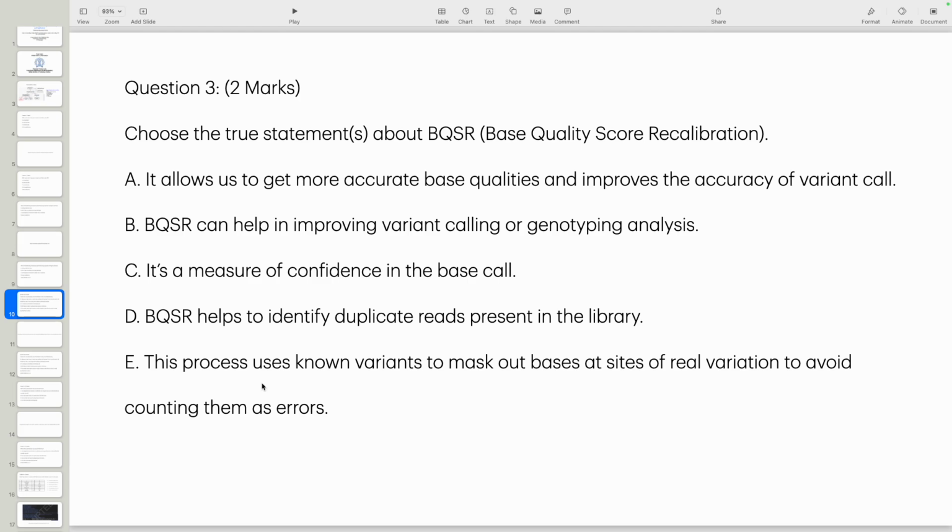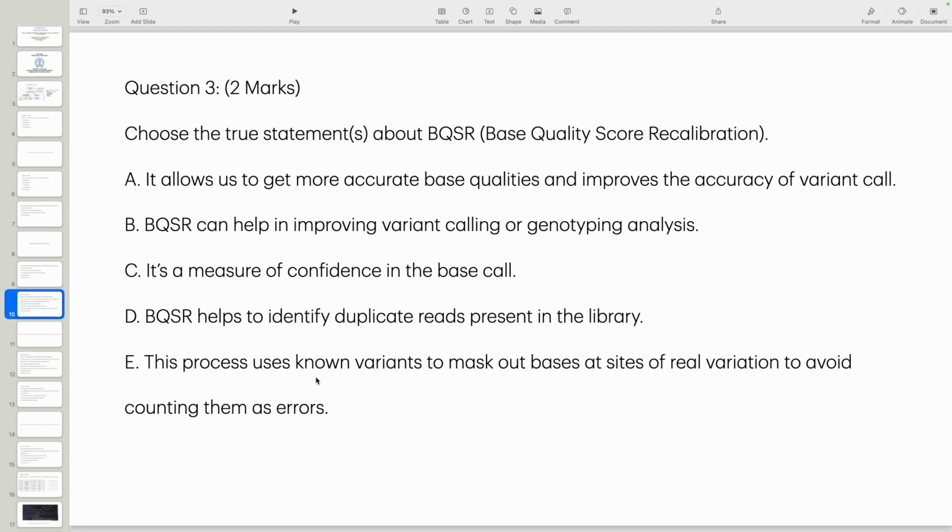Option E: this process uses known variants to mask out bases at the site of real variation to avoid counting them as errors. BQSR is based on machine learning. We give the already known data to the system, and with the help of ML it uses the known variants, which are already present in the database, to mask out the bases. So that the variant being called is actually a variant and not an artifact. So this option is also correct.